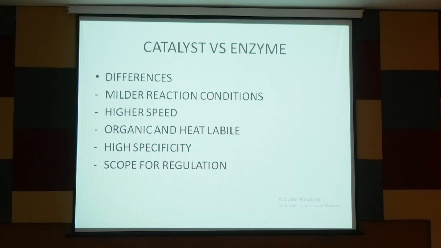What is the normal temperature for most enzymatic reactions? 37 degrees Celsius. This is our body temperature. What is the normal pH at which they act? 7.4. Mildly alkaline. 7 is neutral pH. 7.4 is the pH of blood or intracellular fluid. So they react in mildly alkaline condition. So enzymes react at much milder conditions compared to chemical catalysts.